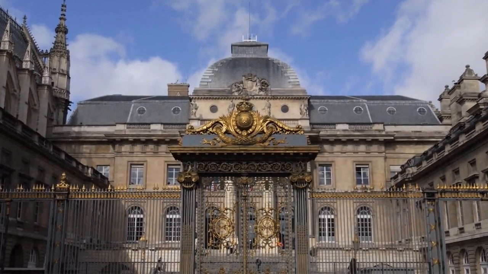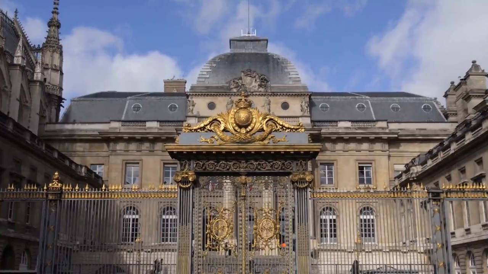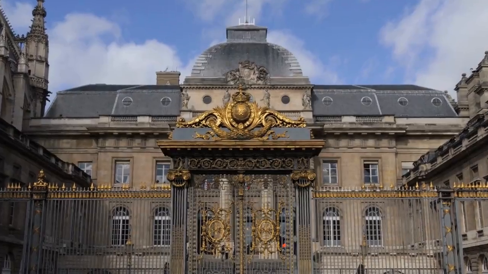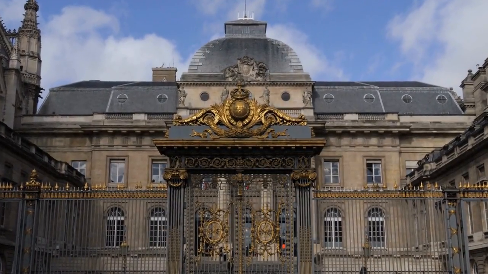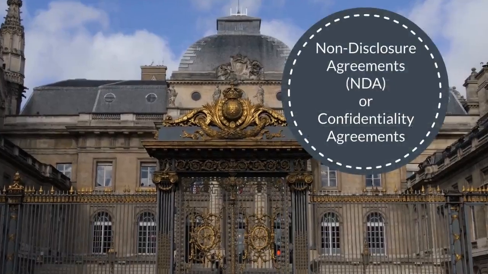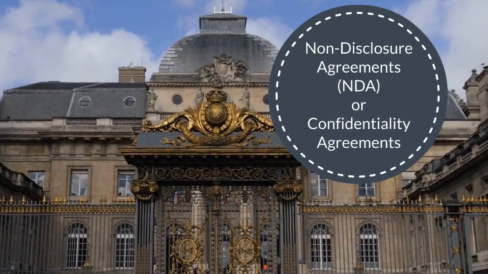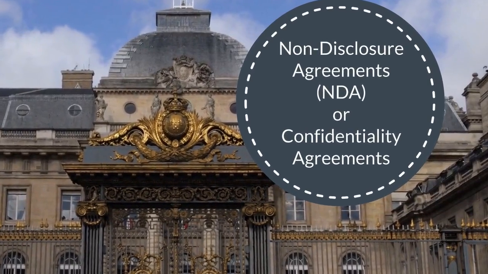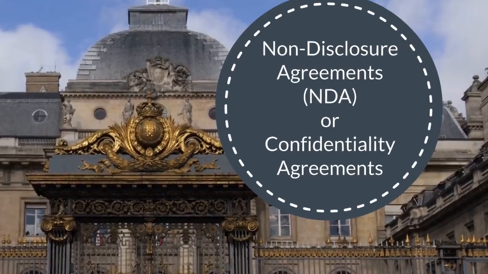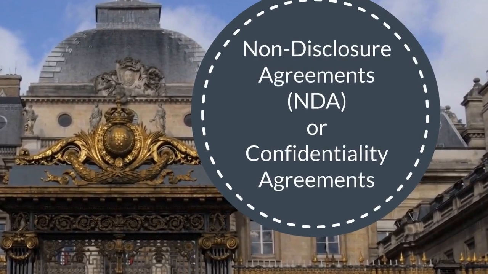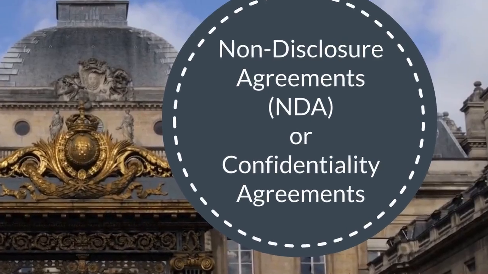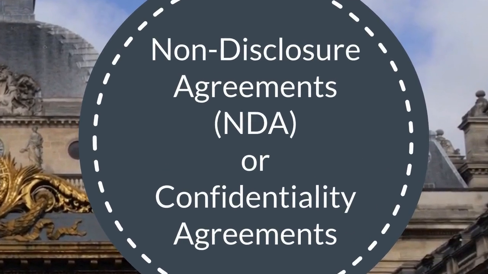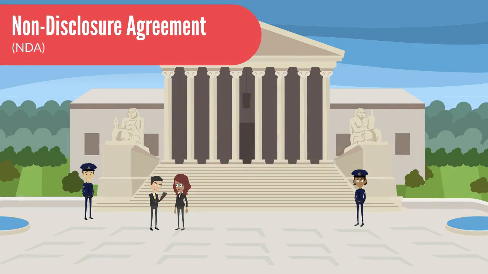In the UK construction industry, sensitive information is often exchanged between parties, such as contractors, clients, consultants, and suppliers. To protect this information, legal agreements are often put in place, most commonly non-disclosure agreements or confidentiality agreements. While these terms are sometimes used interchangeably, they can differ slightly in scope and purpose, depending on the context and the specific wording. Let's start with NDAs.